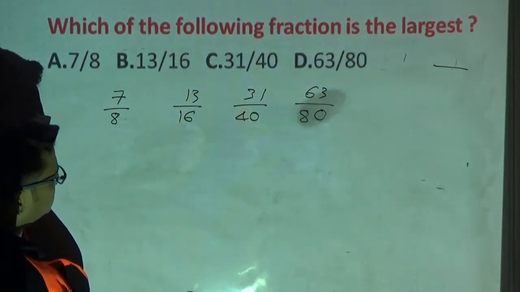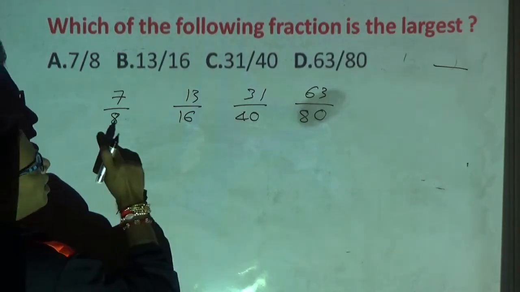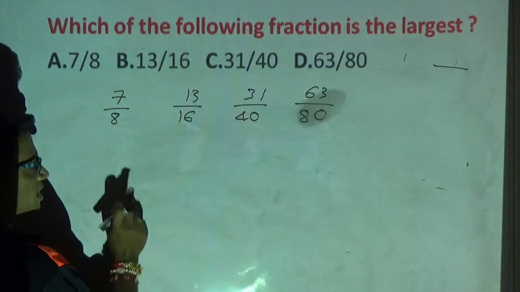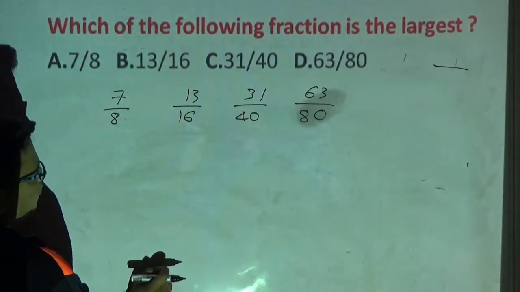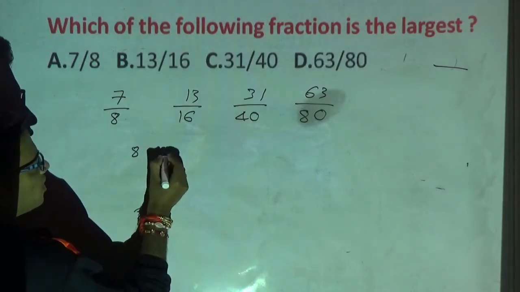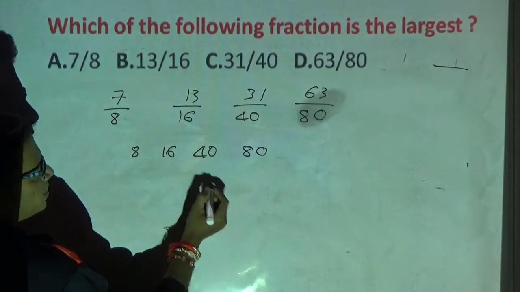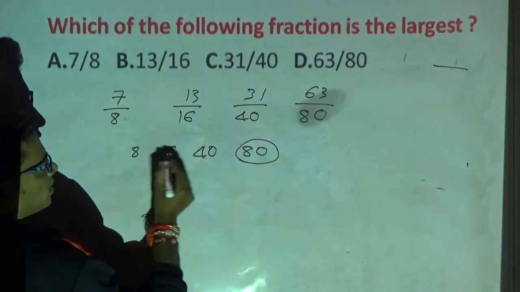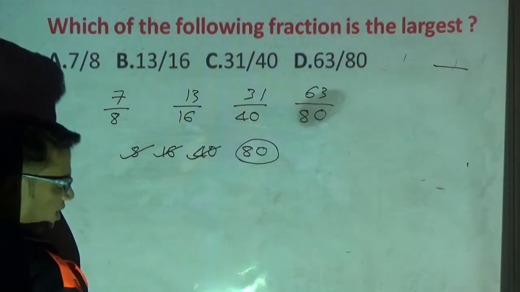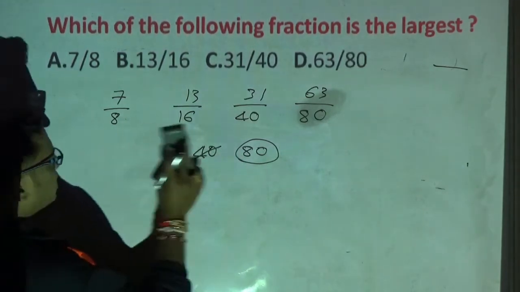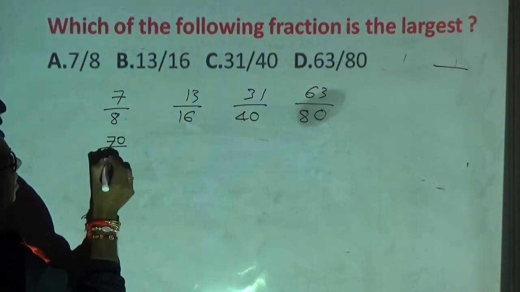I will give you a simple trick so that you can tell the answer very quickly. Among the denominators, first let me find the LCM of 8, 16, 40 and 80. What is the biggest number among all these? 80. Can you divide 80 by 8? Yes. By 16? Yes. By 40? Yes. Therefore the LCM is 80. Now 7 by 8 can be written as 70 by 80, right?